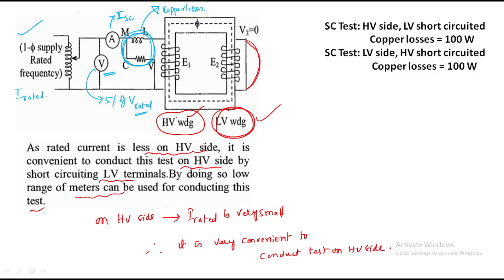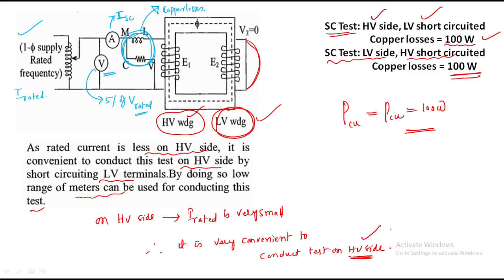Is there any change in the copper losses if we conduct this test on the LV side? For example, the SC test is conducted on the HV side with LV short circuited, and the copper loss is 100 watts. The same test can be conducted on the LV side with HV short circuited. There is no change in the copper loss. PCU should equal PCU, which is 100 watts only. Either HV or LV, the same amount of copper loss should be obtained, but the more convenient side to conduct the SC test is the HV side, with LV short circuited.